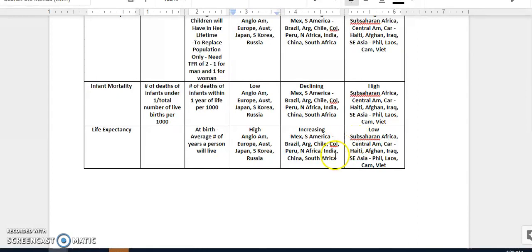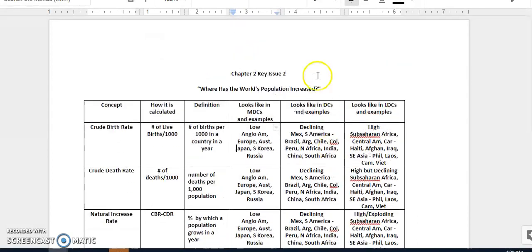Okay guys, that concludes the demographics for key issue 2, the basics of what we need to understand before we go into the demographic transition model.